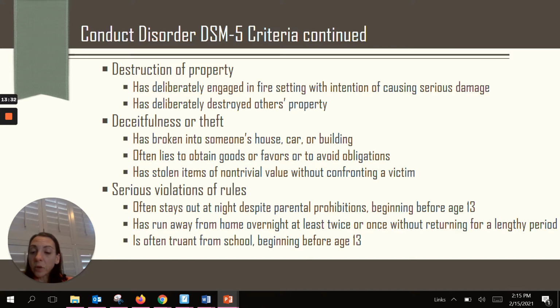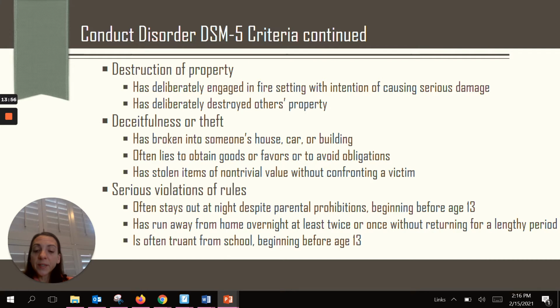There's also some specifiers when we come to conduct disorder. One is that they may show lack of remorse or guilt, or they're callous or lack empathy. They're unconcerned about their performance. They're shallow or have deficient affect, so they show no emotion. They're fearless, thrill-seeking, and immune to punishment. So it doesn't matter what you do, they don't care. No punishment is actually going to affect or change their behavior.